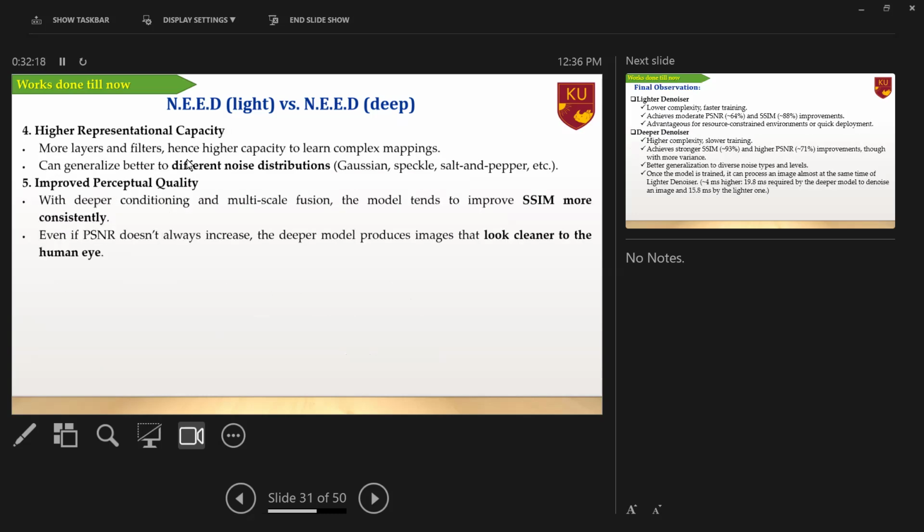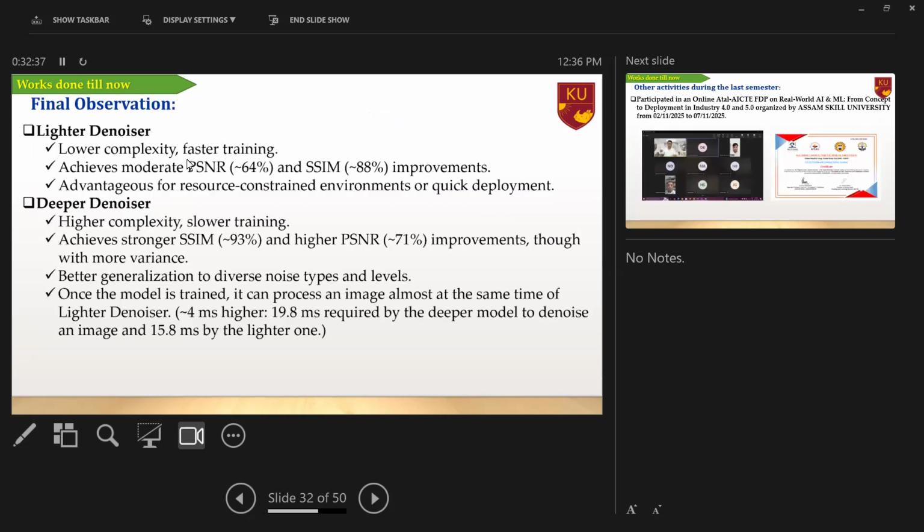Then high representation capacity and improved perceptual quality. We have seen that SSIM is increased: there we have a 42% increase in the SSIM, here we have 44%, and also in PSNR. We have already discussed the data. So the final observation: the lighter denoiser has lower complexity and faster training. It achieves a moderate increase of around 64% in PSNR and 88% in SSIM, and is advantageous for resource-constrained environments or quick deployment.